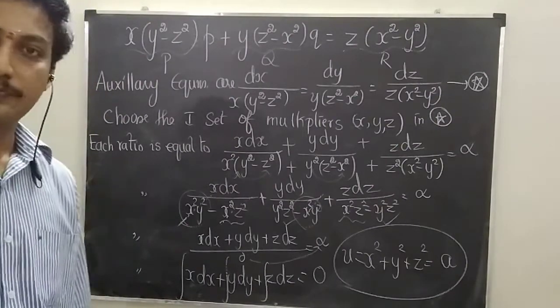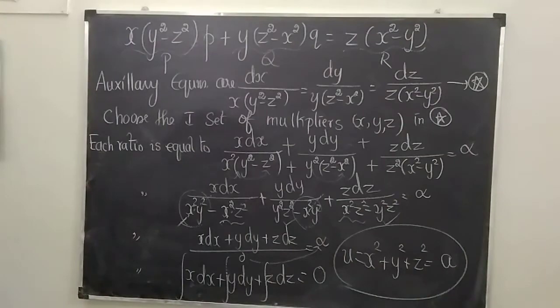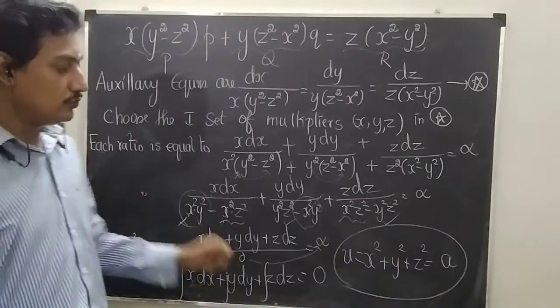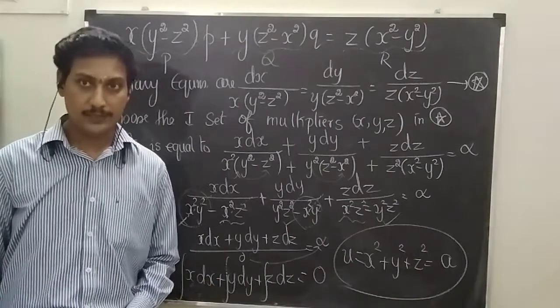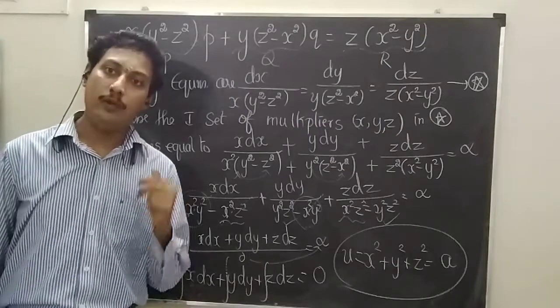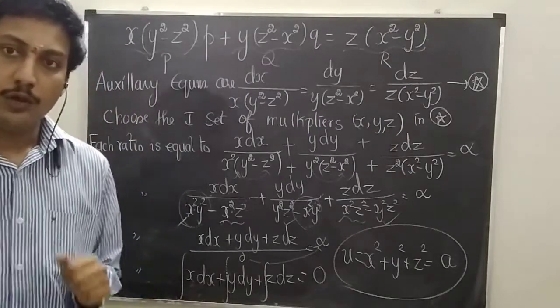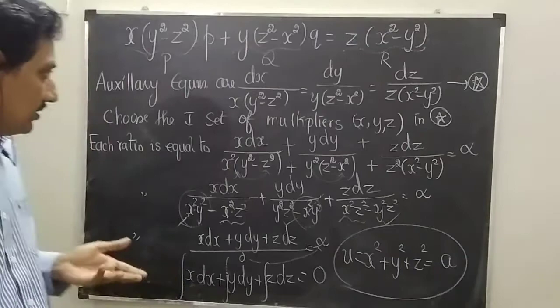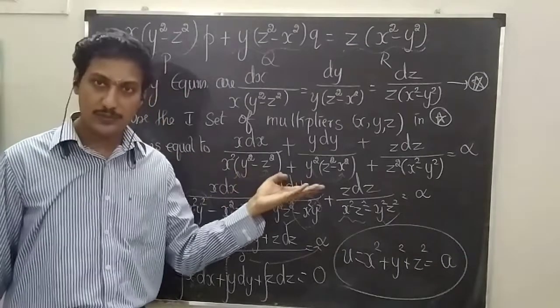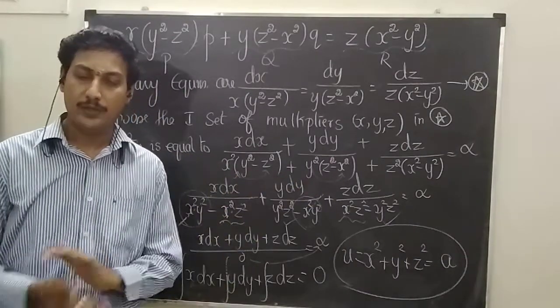It's clear? So I found the first solution with the help of x, y, z. I need one more. So how to choose the second one? Yes, the first one I can make of equal degree so that cancellation is very simple.